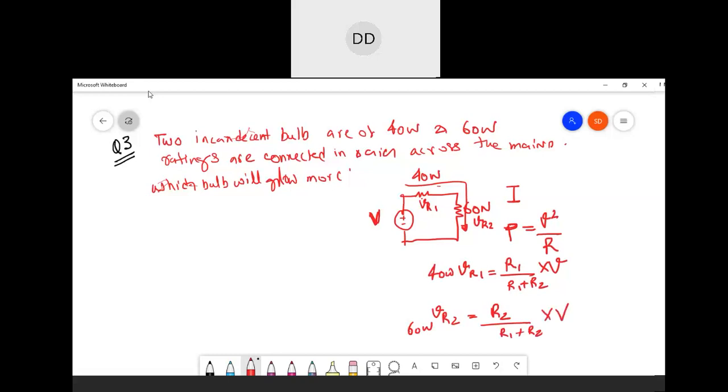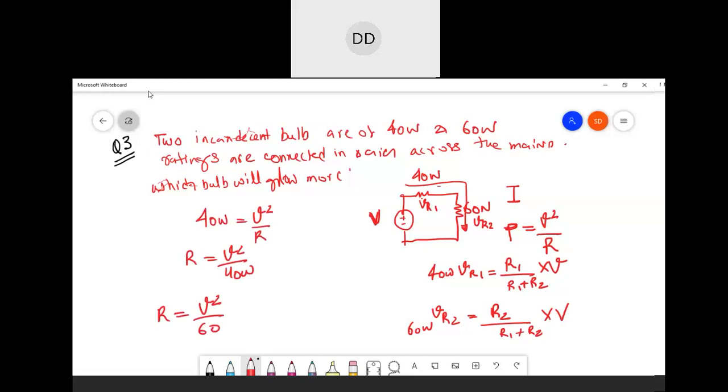Now let's notice, if this is a constant voltage, what happens? For a 40 watt bulb, power is V square by R, so R would be equal to V square by 40 watts. And R for a 60 watt bulb would be equal to V square by 60.